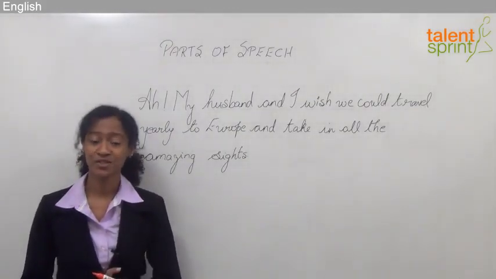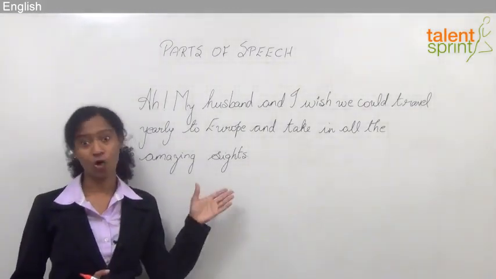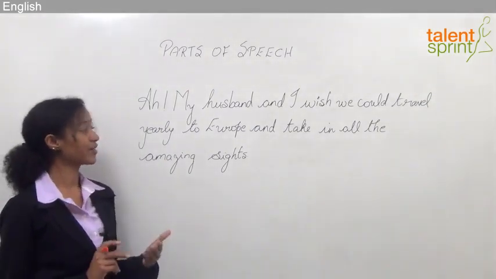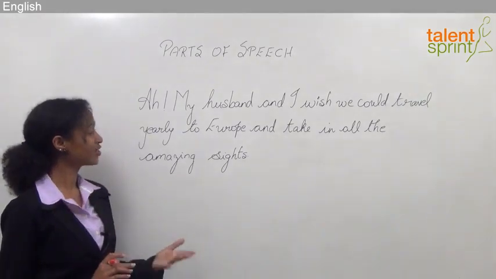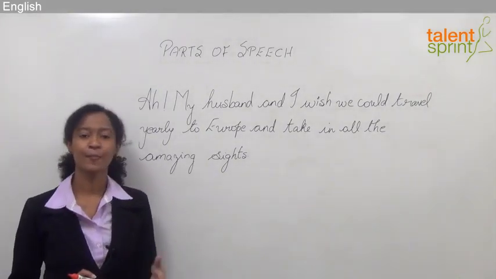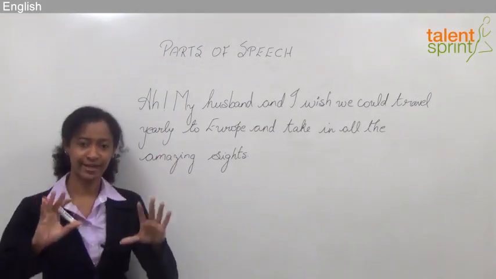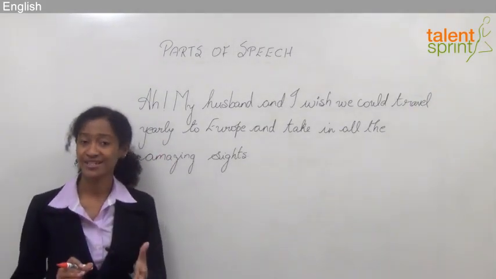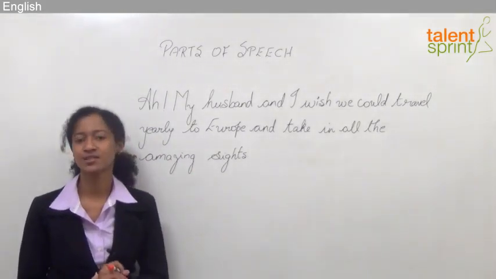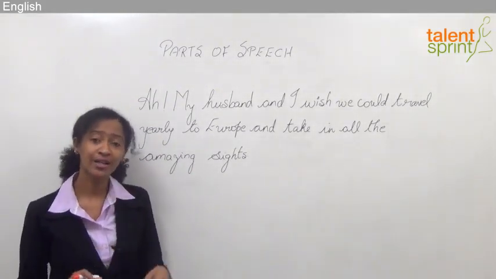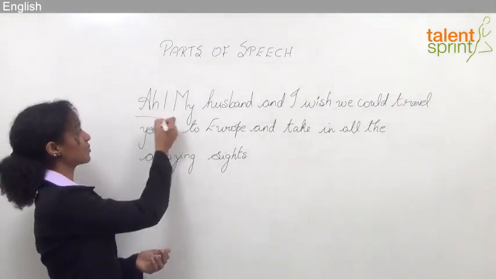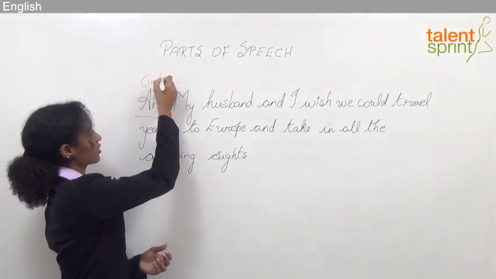Let's understand the 8 parts of speech in this long example. My husband and I wish we could travel yearly to Europe and take in all the amazing sights. Alright, so in this sentence, the first word that is glaring at us, which is easy to figure out, right? It is not grammatically connected to the sentence, it is followed by an exclamation mark, and it is expressing an emotion, right? So this has to be our interjection.